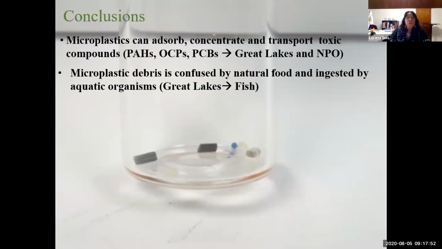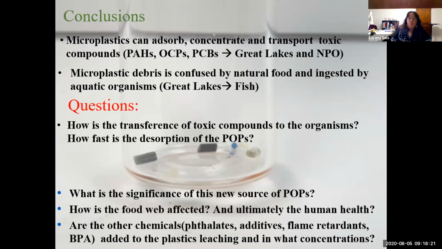As conclusions, number one, microplastics can absorb, concentrate and transport all these toxic compounds in the Great Lakes, in the same way as in the ocean. And the sizes we found in the Great Lakes are so tiny that they can easily be confused with natural food by the organisms in the lakes. However, we have more questions than answers at this point, because we really don't know the kinetics of how the compounds absorbed on the surface of the plastic move into the organisms.